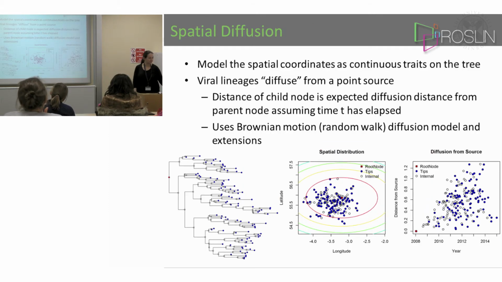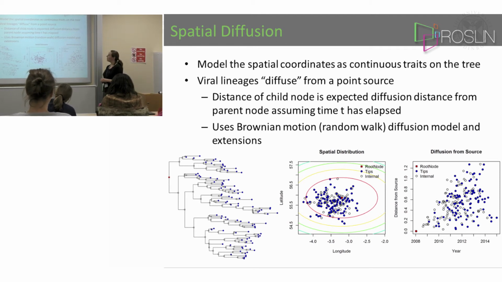So what can we do in that case? Well, we can use a spatial diffusion model. So here, instead of discrete traits, we're going to model the spatial coordinates as continuous traits. And we're going to imagine that the viruses diffuse from a point source. So in fact, what you're assuming here is that the location of the child node is some diffusion path from the ancestral node, assuming that you've allowed a certain amount of time to elapse.